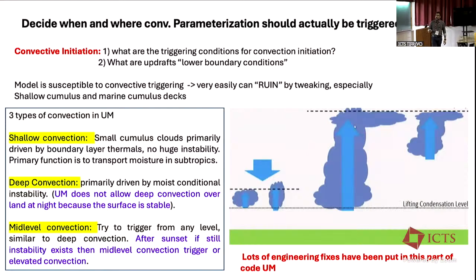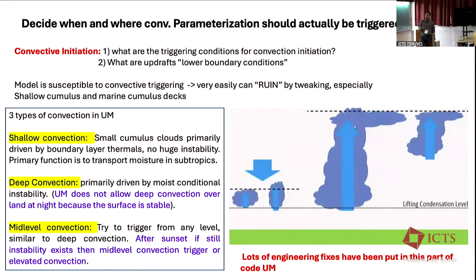The other one is that after sunset, if instability still exists, then the middle level convection or the elevated convection is triggered. Let us say these two. The boundary layer has diagnosed the convection, but around the sunset hours, instability is there in the grid box. If you remember, at night it doesn't call the deep convection, but still the instability is there. So then it starts calling the mid-level convection. It says that the instability is present, but the surface is very stable or cold. Then it looks at the other levels, so it goes to the middle level and calls the mid-level convection, not at the surface.